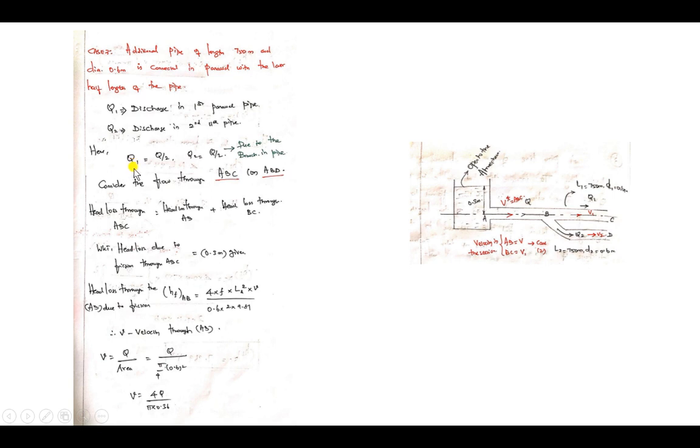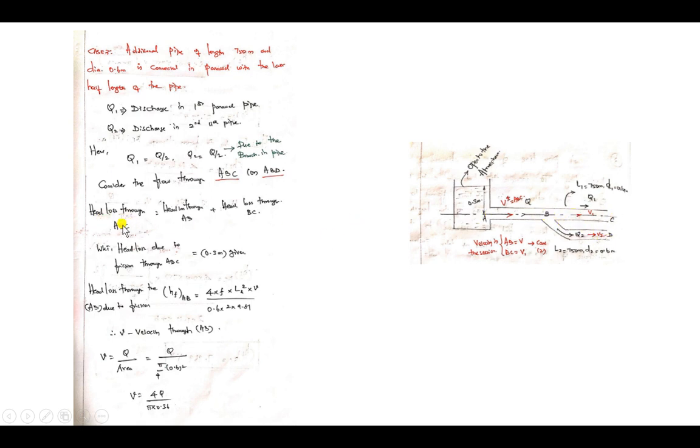So now Q1 equals Q by 2, because the diameters are the same, so the discharge will be divided equally. The diameter of BC and the diameter of BD are the same, so the discharge will be divided equally. So Q1 equals Q by 2, and Q2 is also Q by 2. Now consider the flow through ABC or ABD.